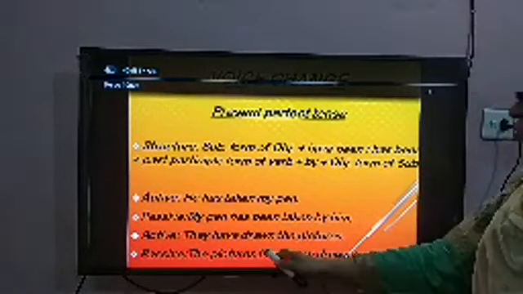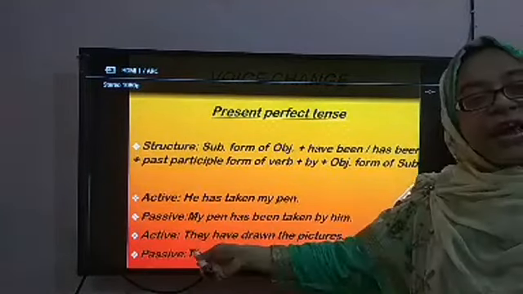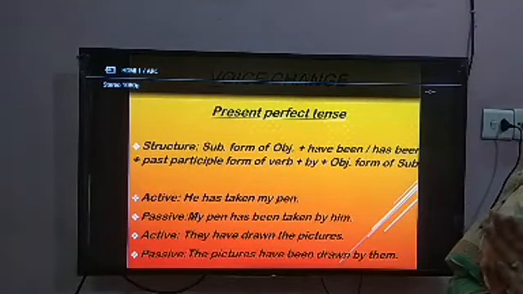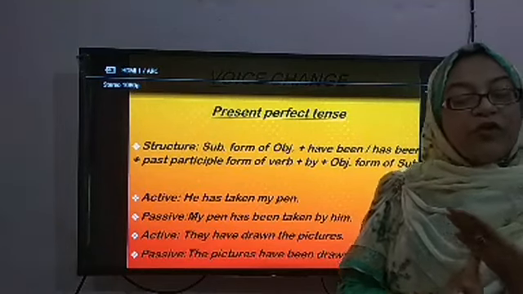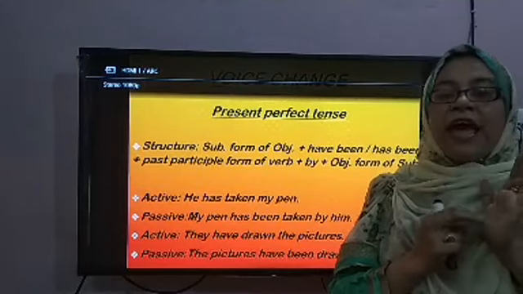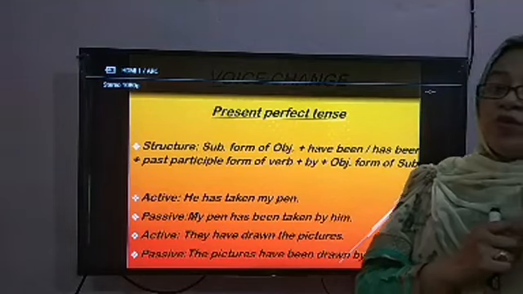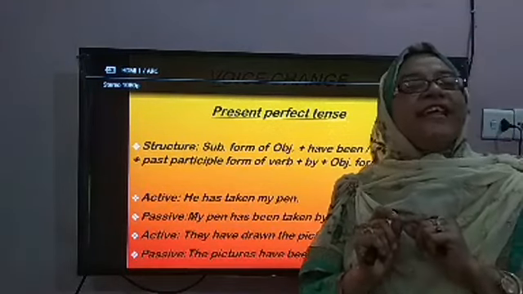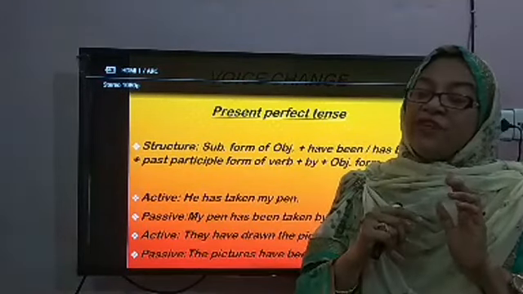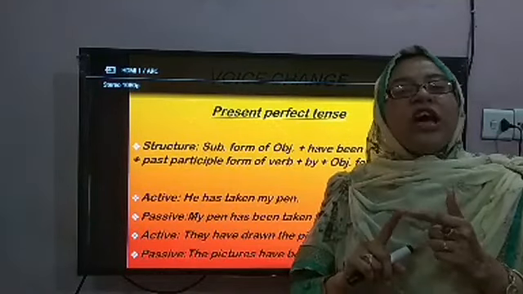Have been drawn. The pictures have been drawn by them. What we have learned: present indefinite tense, present continuous tense and present perfect tense. In present continuous, we use a new word, being, B-E-I-N-G. And in present perfect tense, when we turn it into passive form, we use have been and also has been.